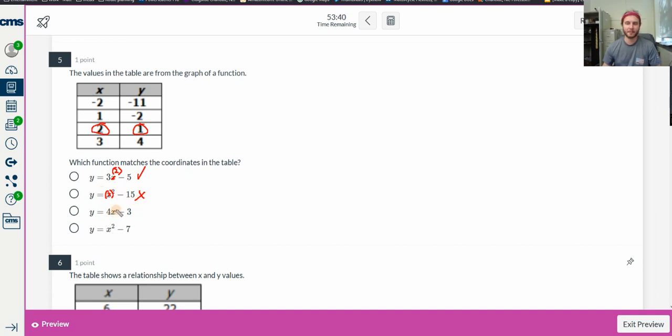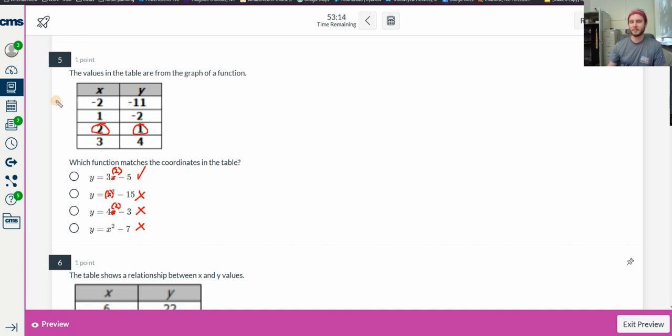For this one, again, replace the x with a 2. 4 times 2 gives me 8. 8 minus 3 gives me 5, so that one did not work. And this one, you can already kind of tell, again, is not going to work. This one would be 2 squared, which is 2 times 2, then minus 7, which would give me negative 3. So the only one that actually worked is this first one.